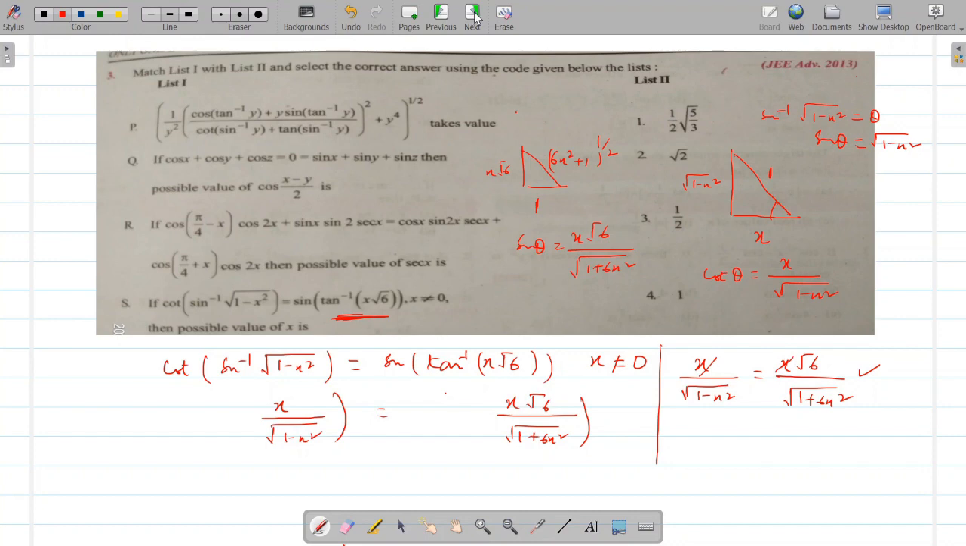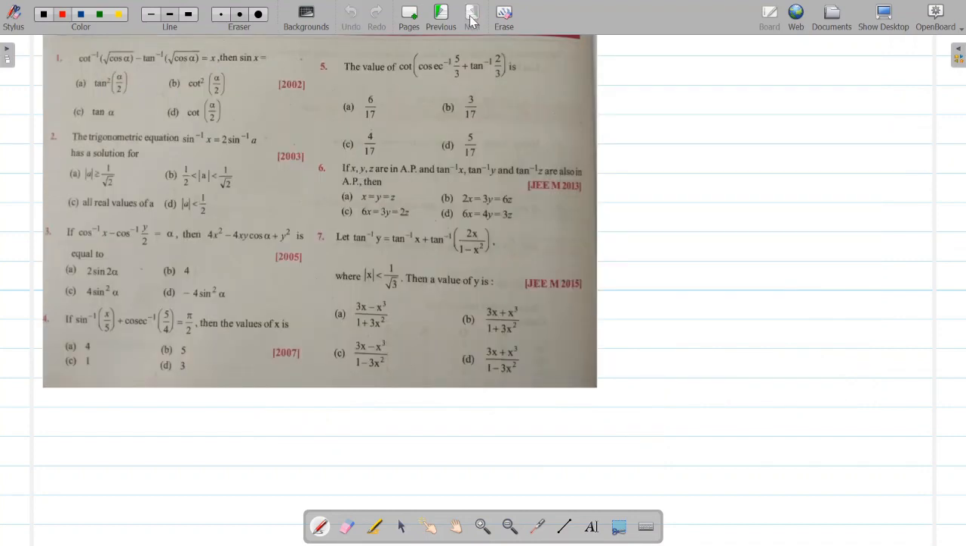So now we come to a few problems asked in JEE Mains. You can see the first problem was asked in 2002 JEE Mains. Cot inverse of under root of cos alpha minus tan inverse of under root of cos alpha is equals to x. Then we have to find the value of sin x. So here we can write cot inverse as tan inverse of 1 upon under root of cos alpha, minus tan inverse of under root of cos alpha, and this is equals to x.